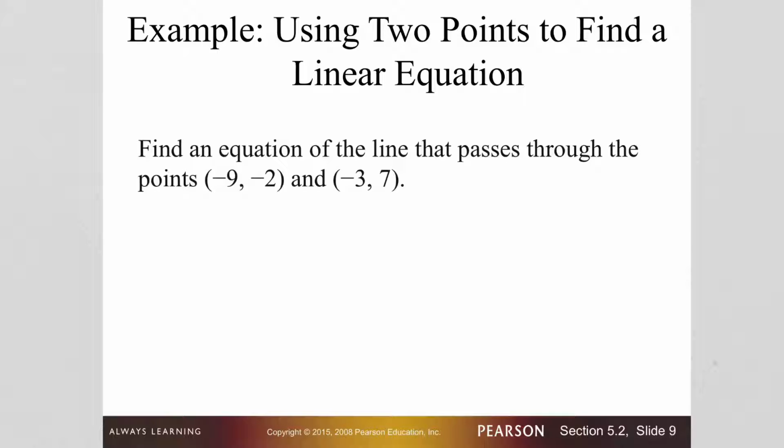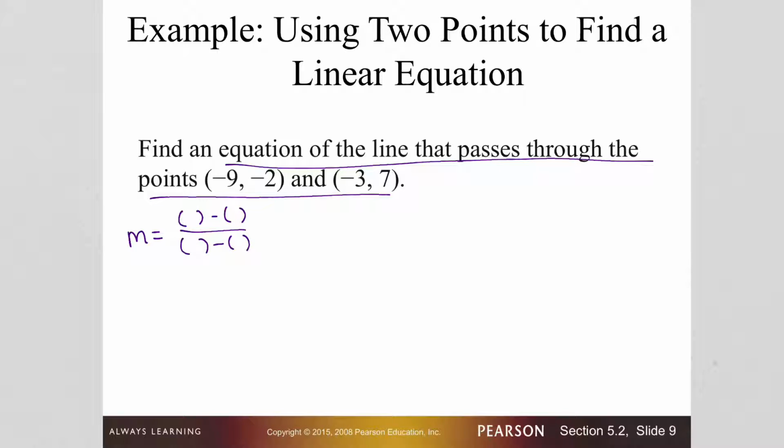Alright, so we need to find the equation of the line that passes through these 2 points right here. So, first thing we need to do is we need to find our slope. Okay, upper left is going to be 7, upper right is going to be negative 2, bottom left is negative 3, and bottom right is negative 9. So I have a couple of double negatives here. And so this winds up being 7 plus 2 is 9. Negative 3 plus 9 is 6. So I'm going to reduce that to be 3/2.